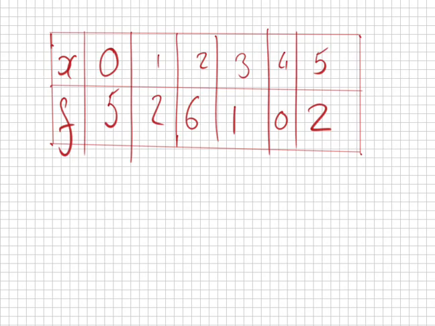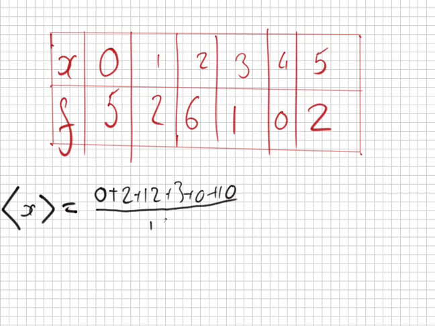So let's calculate it. First we need to calculate the average. Do you remember how to do that? You multiply, add, and divide by the total frequency. So that would be 0 plus 2 plus 12 plus 3 plus 0 plus 10 all over, what did I say, 18? 16 was it? Sorry.